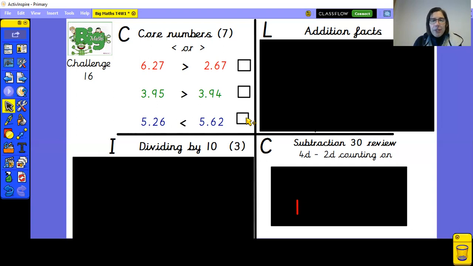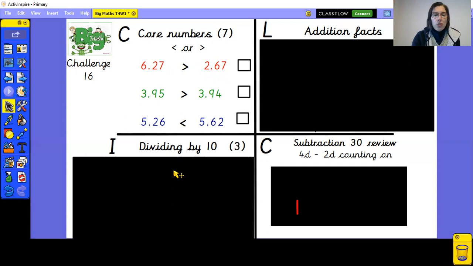So well done if you've got it correct with the sign facing the right direction. And equally, you can also say it in a different way. You can say 6.27 is larger than, is greater than 2.67, or 2.67 is smaller than 6.27. So different ways to say the same thing.